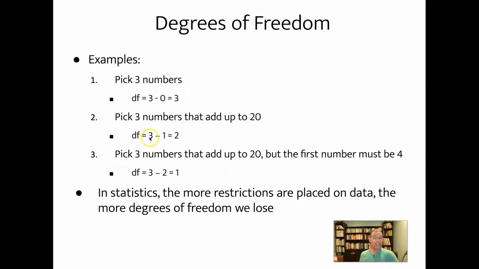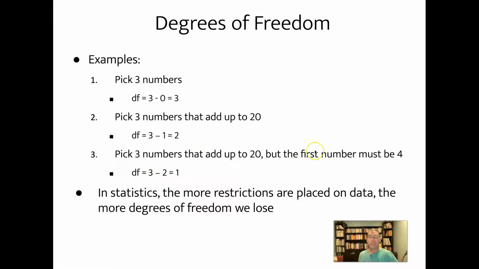This one, same thing, it's n minus the number of restrictions. There's one restriction, so it's n minus 1, or 3 minus 1 in our case, n is 3. 2 of the scores are free to vary. And then if we said pick 3 numbers that add up to 20, but the first number must be 4, add up to 20 is one restriction. The first number must be 4 is a second restriction. So it's n minus the number of restrictions, n minus 2 restrictions, and because our n is 3, it's 3 minus 2, and 1 score is free to vary.